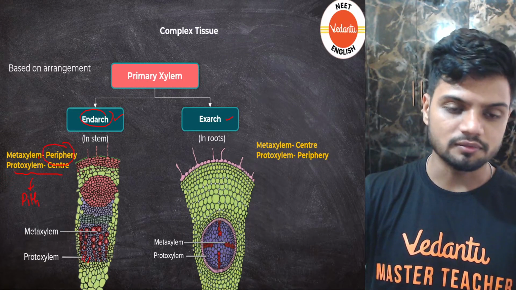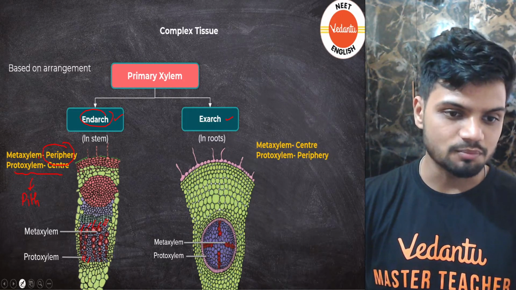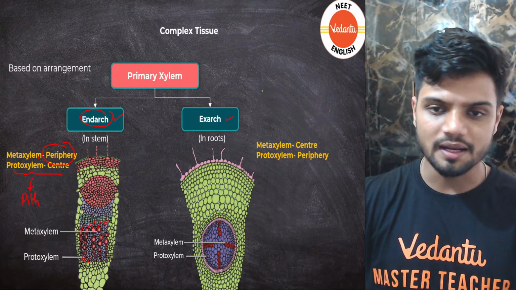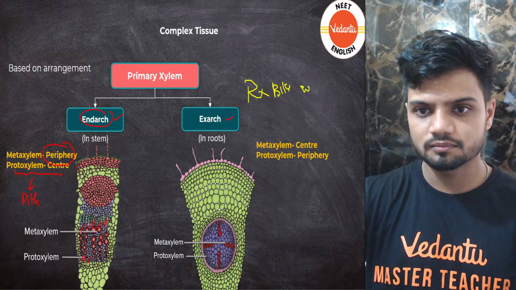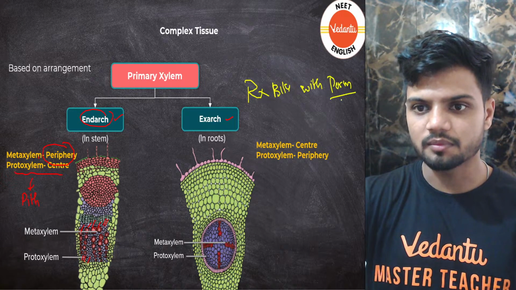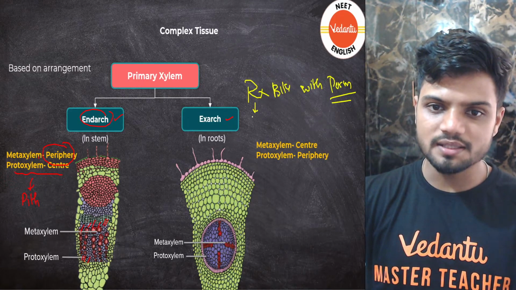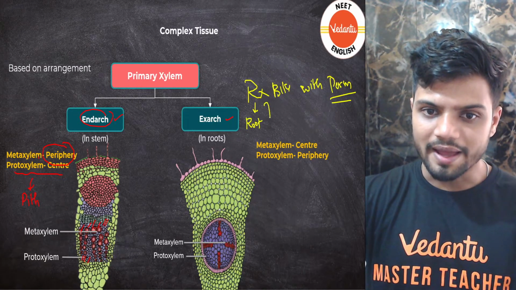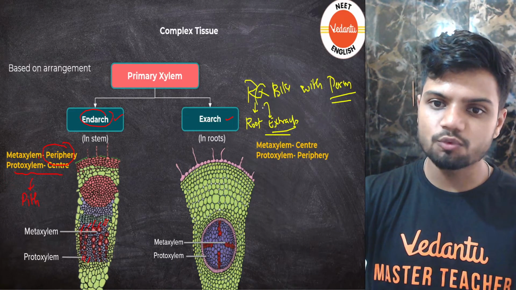Metaxylem is on the periphery, outside here. But the best way to remember is a small method which I have, that is RX bike, with Prem or Priya or whatever you want to name. Okay. So what is R? R stands for roots. X stands for exarch, and X is the person who left your life.